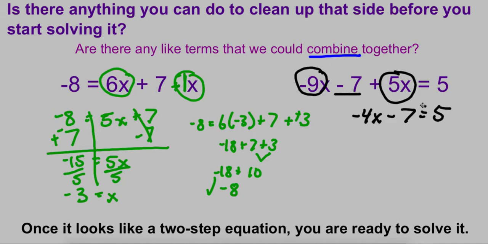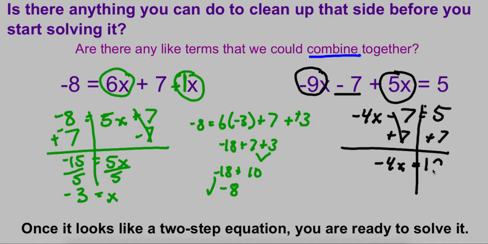So now we have a two-step equation we're ready to solve. We're adding 7 to both sides. We cannot forget to bring down the negative 4x on the left-hand side. 5 plus 7 is going to give us 12. We're going to divide both sides by a negative 4 to get that positive x. X is going to get us negative 3.